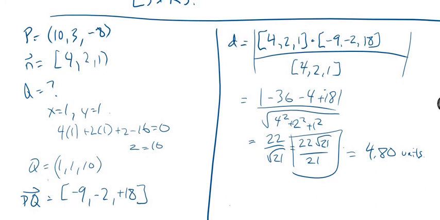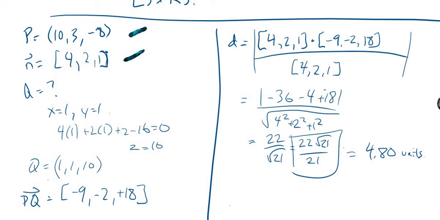The first thing we need to do is find all of our information. We have our point P, which is 10, 3, negative 8. We have our normal, which we got from our equation. We just take our A, B, C values from our equation of a plane, and it becomes 4, 2, negative 1. Sorry, these look like round brackets. I'm going to make them square brackets.